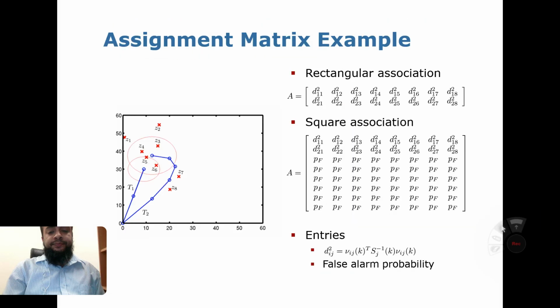This is the rectangular assignment, and this is the square assignment. Suppose in the square assignment all are false measurements. The false measurements are the PF, and the distances are the entries of this matrix. The D is the entries of this one.